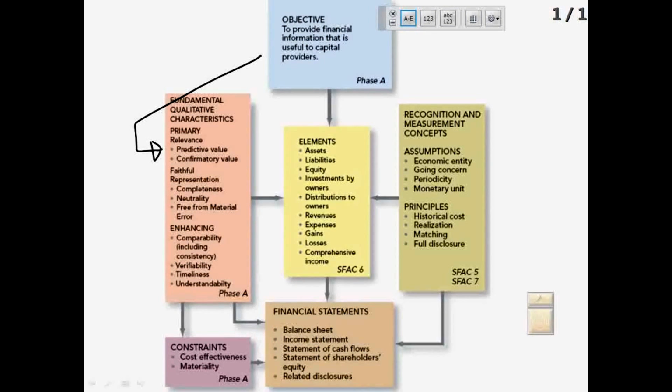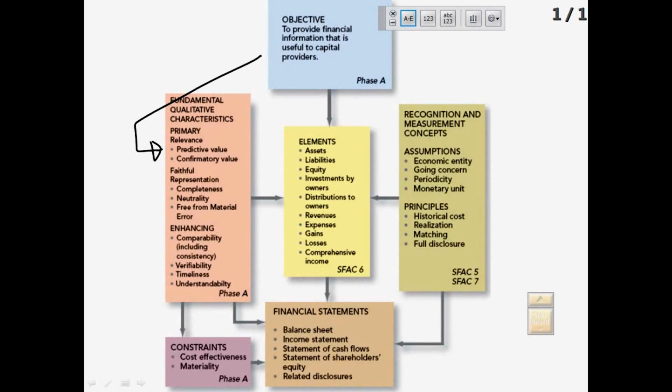Why does confirmatory value help? Because that tells me something about my ability to predict using the information I had in the last period. I used last period's information to predict the future, and then you're telling me, yeah, you were right. So I can keep using the same model. If I find out I was completely wrong, then I have to rethink my model, or rethink the information I used as an input. Also, how capable is this of doing a good job predicting, even if I had the perfect model? Those are two things that make something relevant.